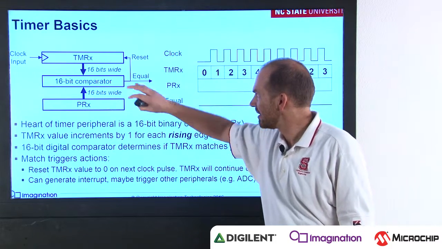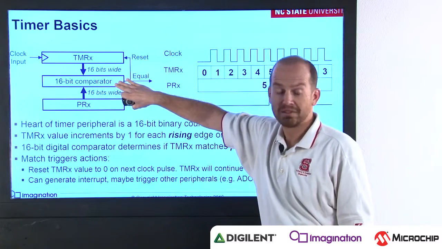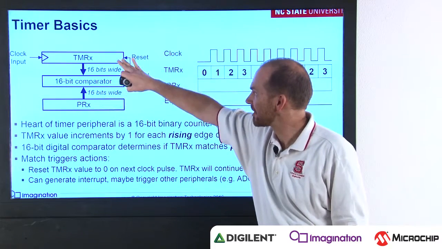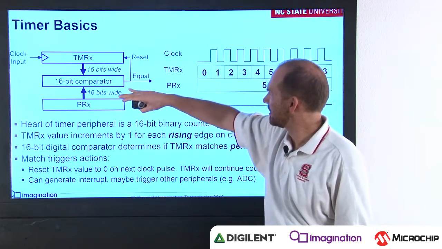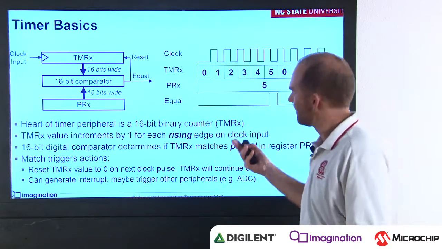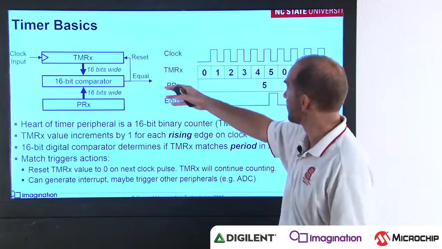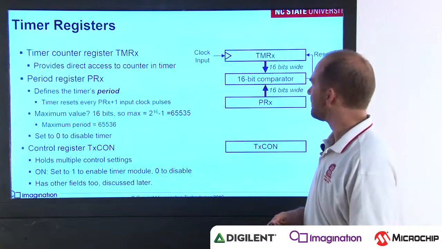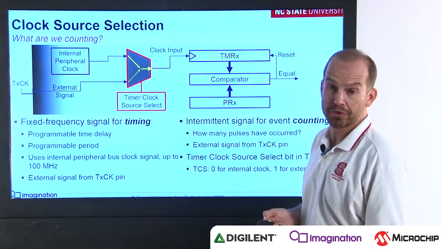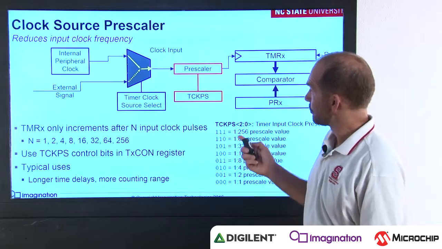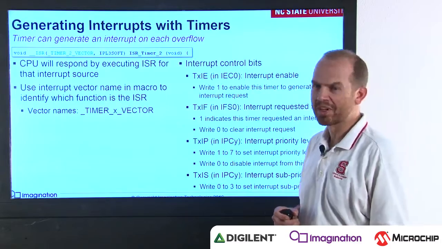And students see the concept of the timer being a timer with a 16-bit comparator that compares the timer value against a period value. And this allows us to count a certain number of events or a certain amount of time or generate a signal with a certain frequency. We learn about the timer registers, clock sources, clock source prescaling, and also generating interrupts with timers.